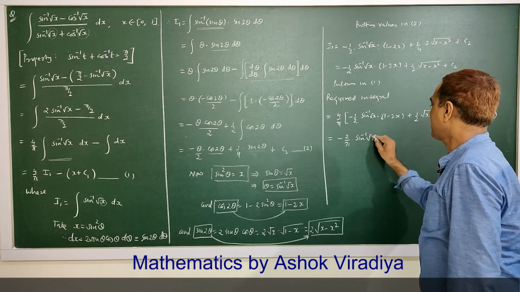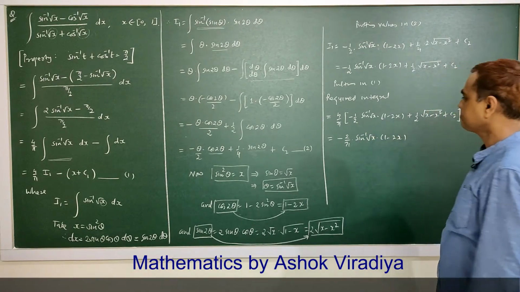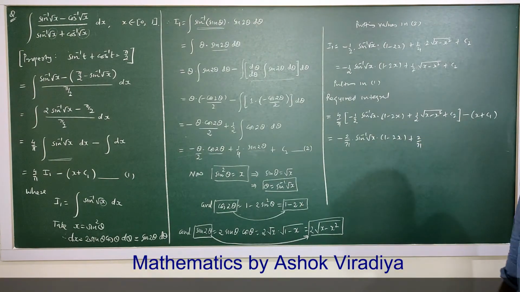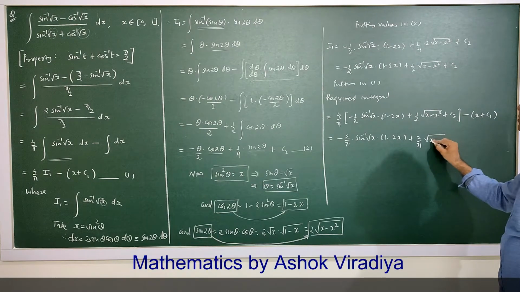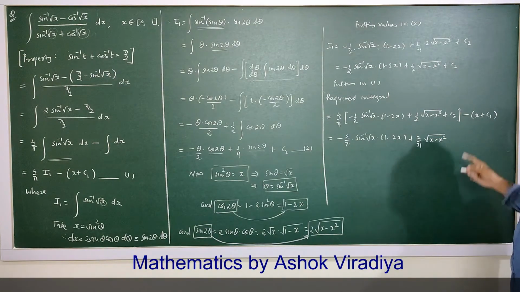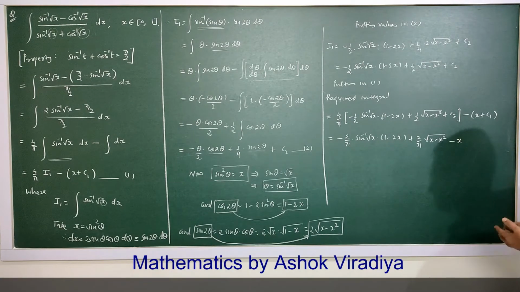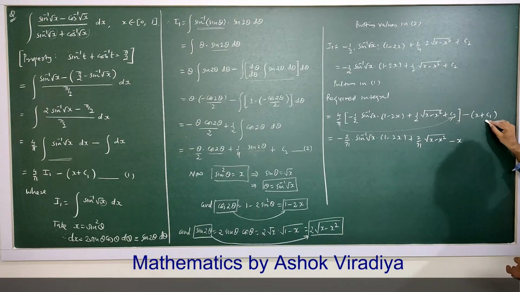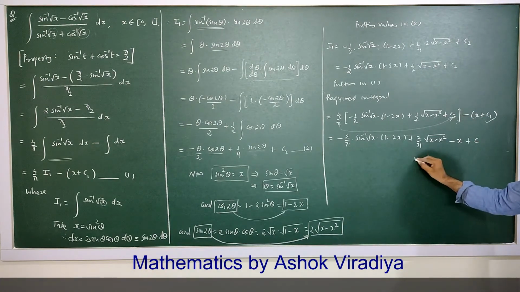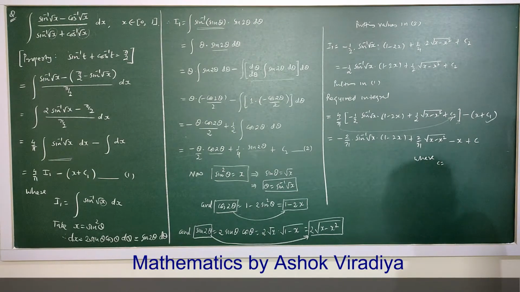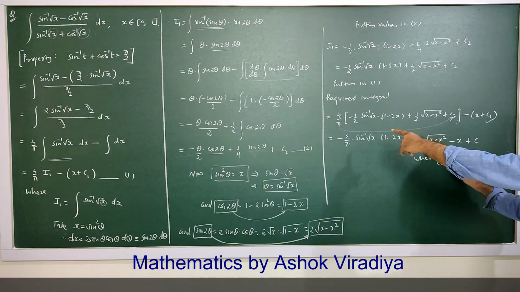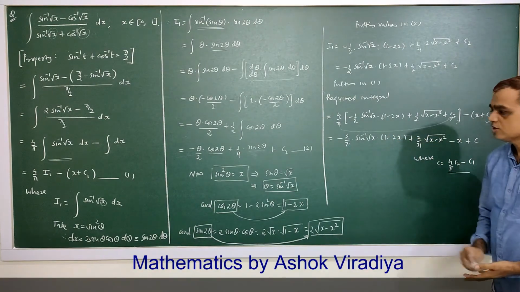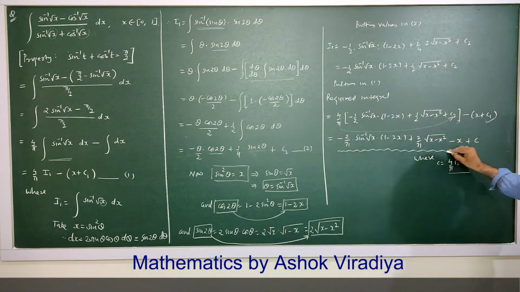So this is equal to, now multiplying this number, minus 2 by pi sine inverse root x into 1 minus 2x, 4 by pi into 1 by 2, that is 2 by pi root x minus x square. Then take this minus x and 4 by pi into c2 minus c1, it is equal to c, where c is 4 by pi into c2 minus c1, it is an arbitrary constant. So this is the required integral.